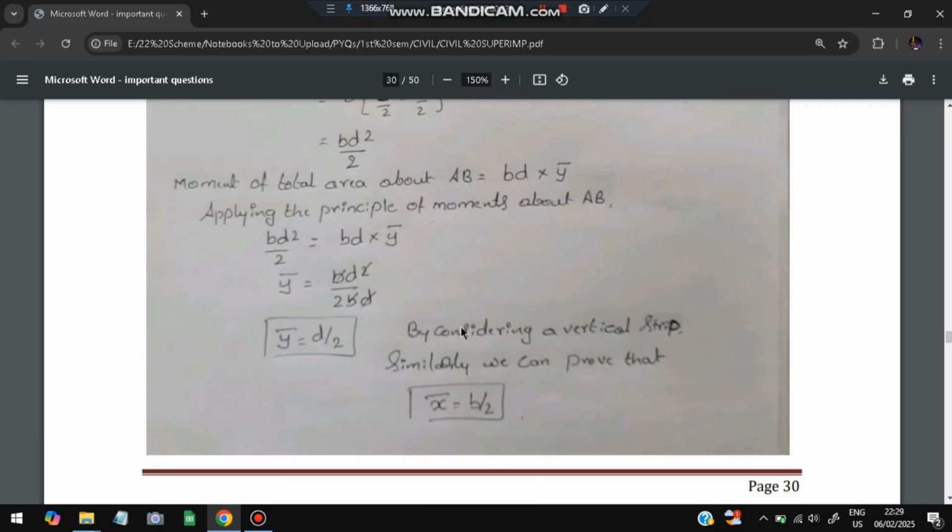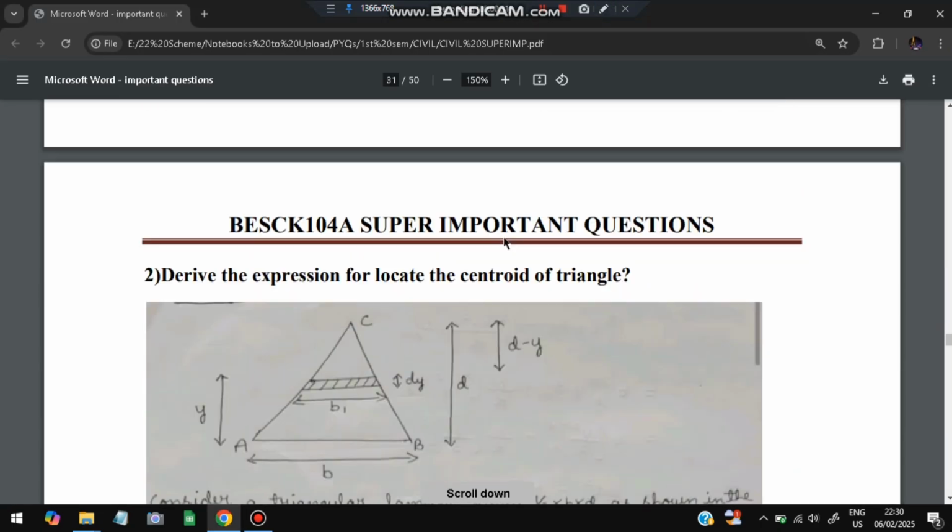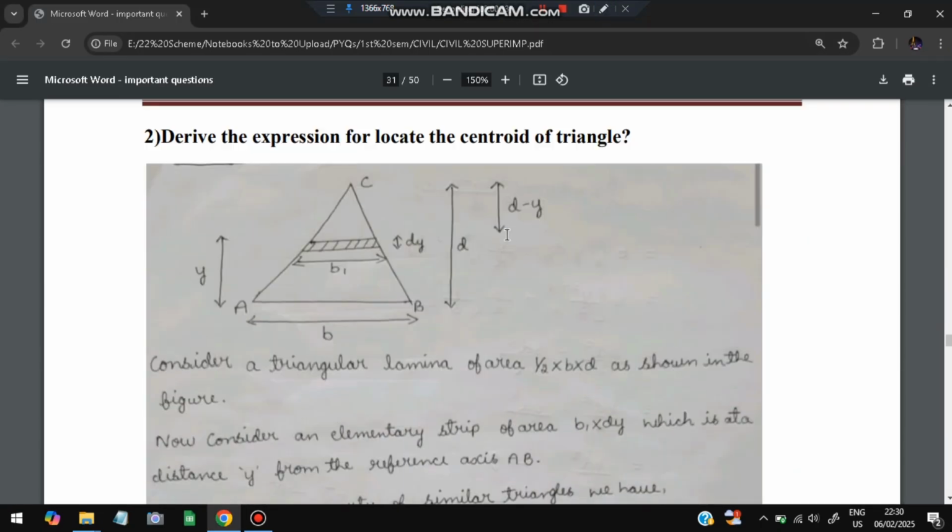By considering a vertical strip, we can do the same thing and get the value of x bar also. These are the distances of the centroid: y bar is d by 2 and x bar is b by 2. That's all. Next, we'll derive the same thing for locating the centroid of a triangle. For the rectangle it was a bit simpler.